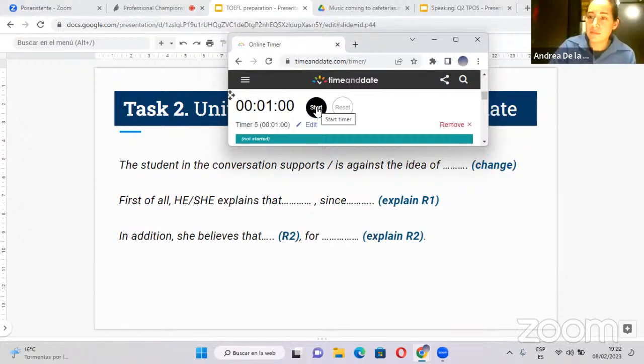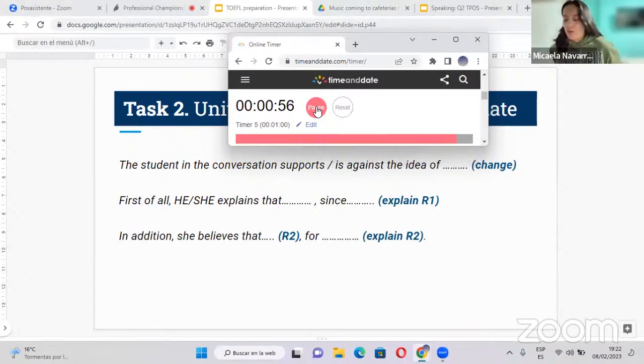The student in the conversation is against the idea of broadcasting classical music during the meal. First of all, he explains that students won't concentrate since they can distract. In addition, she believes that it's not such a good idea broadcasting classical music.